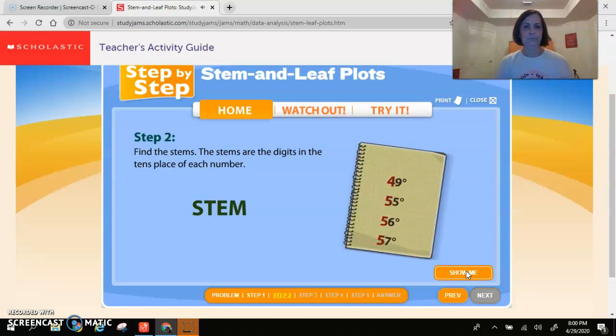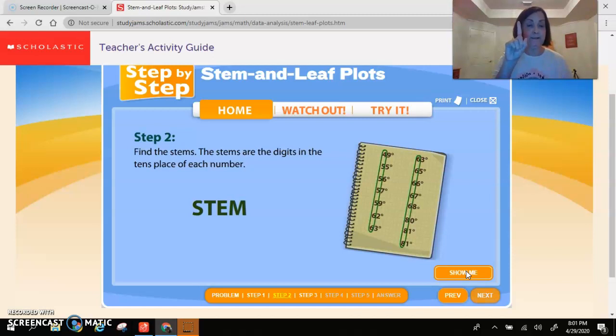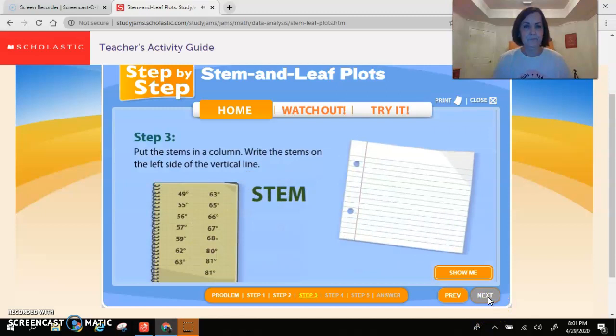See how each number has two digits? The first one, the tens digit, that's the stem. Even if more than one number has the same stem, only include a stem once. Okay, so the stems we include one time. Let's see how that's done. Put the stems in a column. Write the stems on the left side of the vertical line.